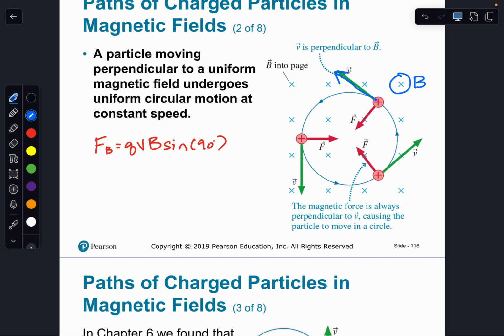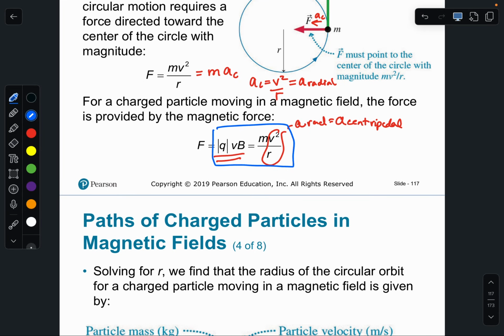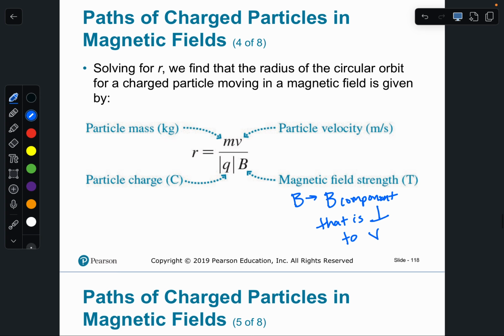So if that B had some other component, here's where some XY stuff could come in, right? Someone was asking about the XY. If B was pointing in some other direction, then we would need to know the component of B that's perpendicular to V. That is what goes in this equation, okay? So there's a caveat. This B is the B that's perpendicular to V.